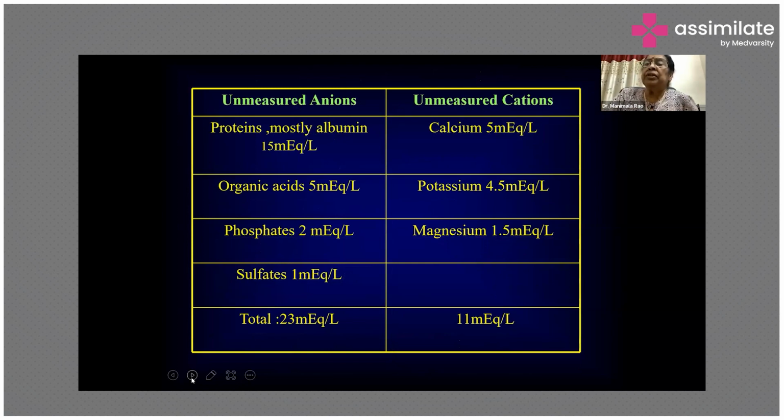So these are the unmeasured anions: the proteins, organic acids, phosphate and sulfate. Usually they form about 23 milliequivalents. Unmeasured cations are calcium, of course, and potassium, magnesium also we don't really measure. Even sodium is measured, potassium is also measured. Nowadays, if you measure potassium, you also have to measure magnesium. So these are the cations. Cations and anions are almost similar in composition to each other. Next slide.